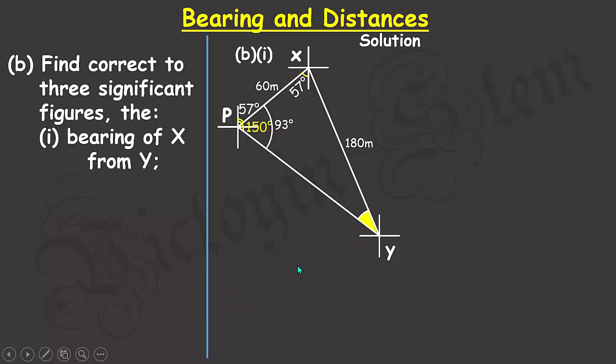But before I do that, I need to find the value of angle Y. Okay? I need to find the value of angle Y. Now, for me to find Y, I need to use the sine rule.